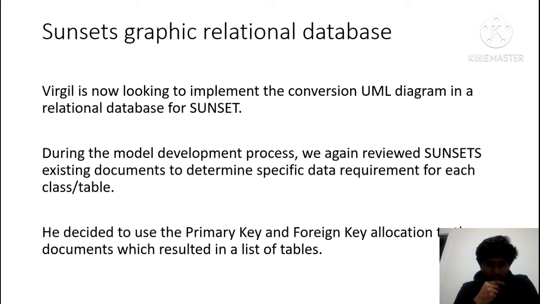He decided to use the primary key and foreign key allocation for the document, which resulted in a list of tables. So primary key usually works for something unique, and foreign key can be used to connect one table to the other one, like in a different one.